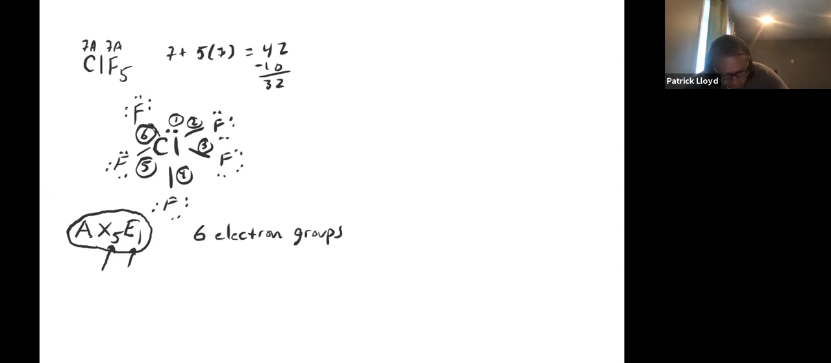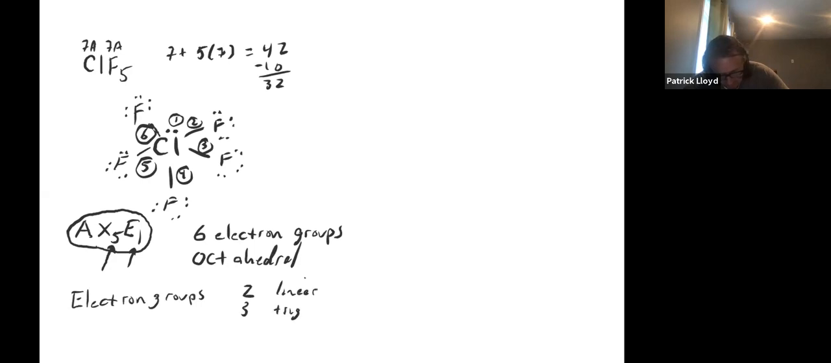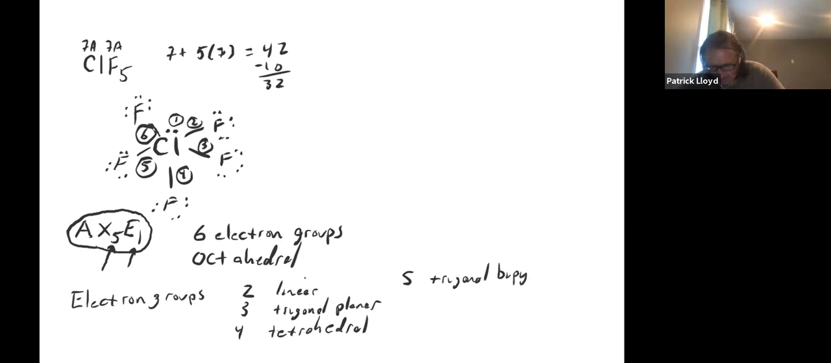And the general arrangement for 6 electron groups is octahedral. Okay. So in terms of electron groups, if you have 2, that's linear. 3, trigonal planar. 4, tetrahedral. Okay. 5, trigonal bipyramid. And then 6 is octahedral. Okay, there you go.